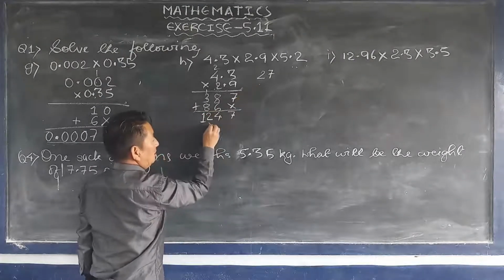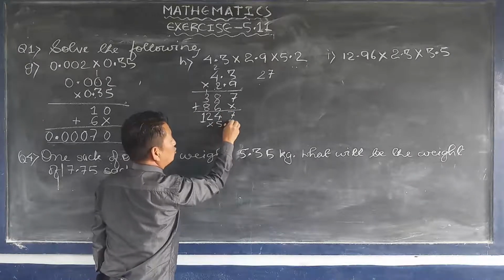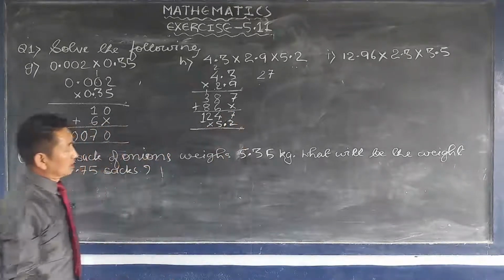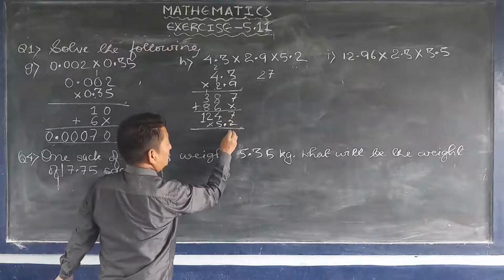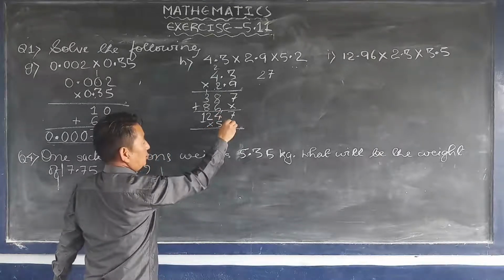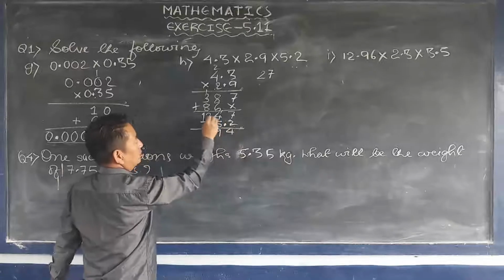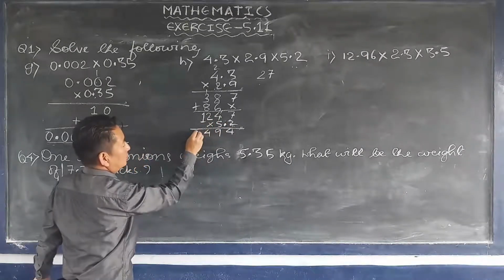Now last one here, again we have to multiply by 5.2. Now 2 7s are 14. 4. 2 4s are 8. 1 carry on. 2 4s are 8. 9. 2 2s are 4. Then 2 1s are 2.